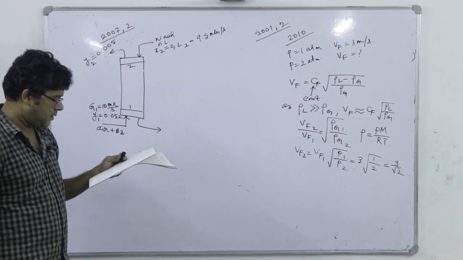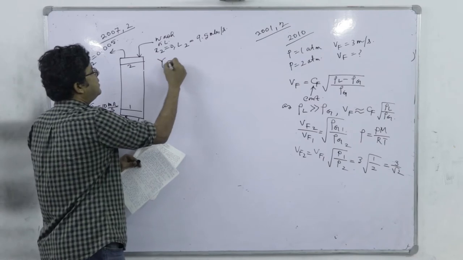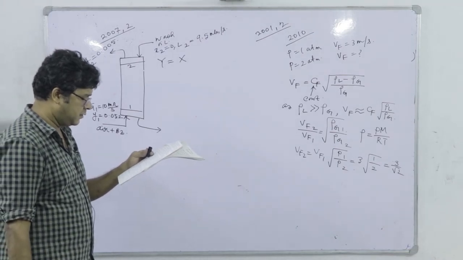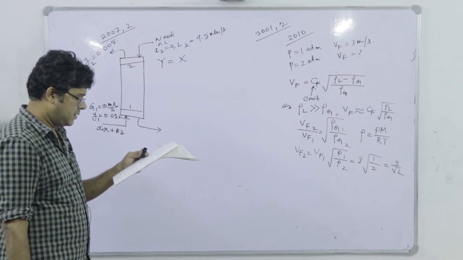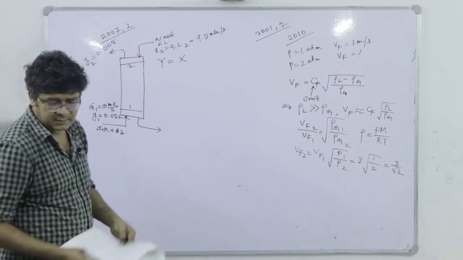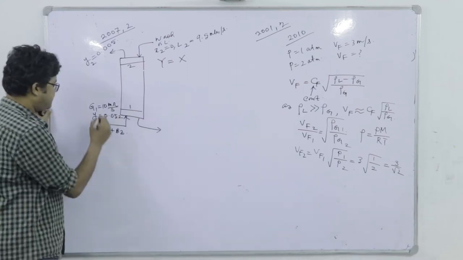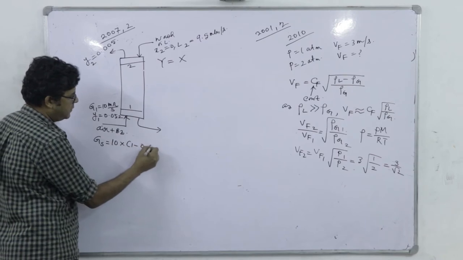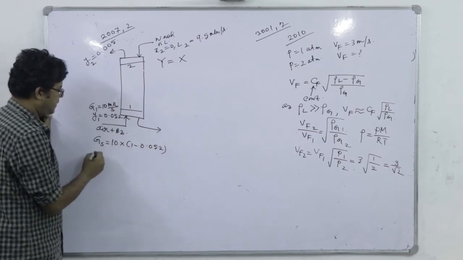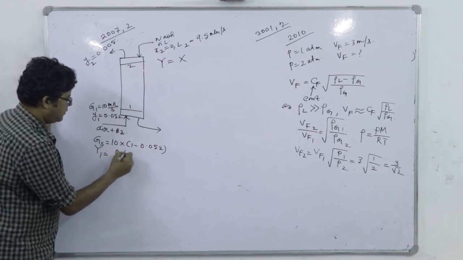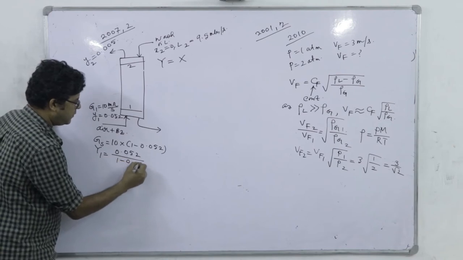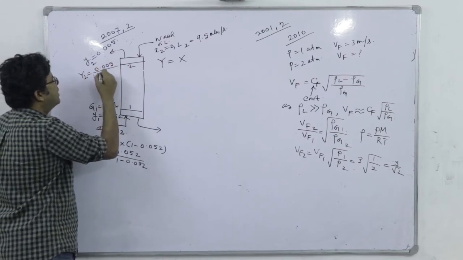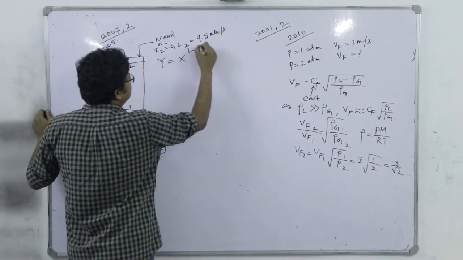So, if the equilibrium curve is given as capital Y is equal to capital X, where capital Y and capital X are the equilibrium mole ratios of benzene in air and benzene in oil, find the number of equilibrium stages required to achieve the above separation. So, you see, first, Gs, only air flow rate, is 10 into 1 minus 0.052. So we'll get Gs. So you get Y1 as 0.052 divided by 1 minus 0.052. Here y2 is equal to 0.005 divided by 1 minus 0.005, and L2 is equal to Ls.